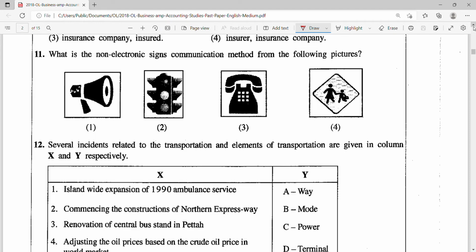Question number 11. What is the non-electronic sign communication method from the following pictures? If you see the below four pictures, it's a speakerphone, then the traffic light, then a telephone, and then a traffic symbol. The first three symbols are electronic based communication. You need a supply of electricity to ensure that this works. But the very last sign, the traffic signal, is not an electronic based signal. So the answer here is answer 4.